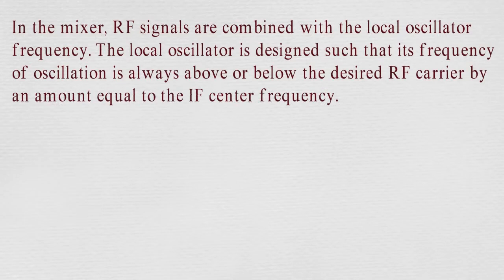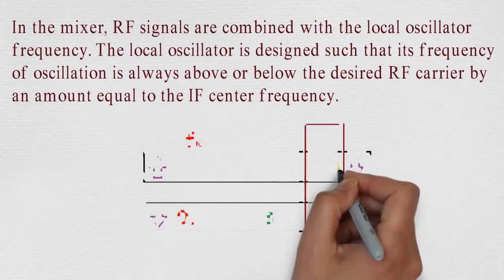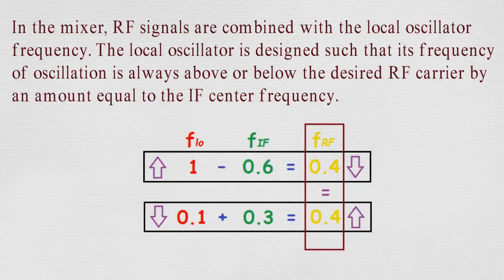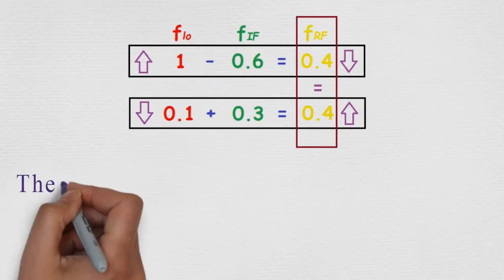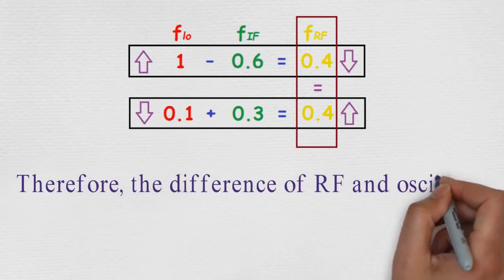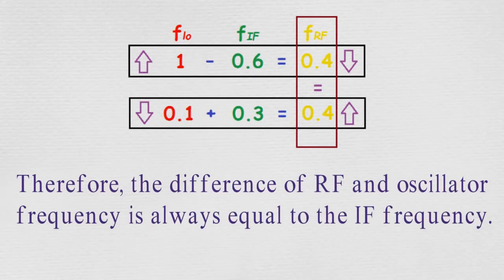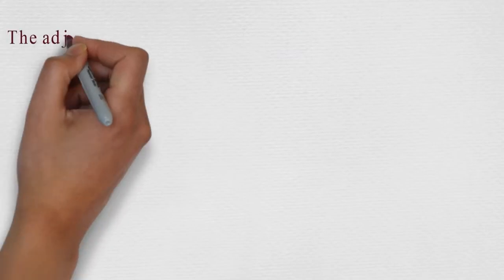In the mixer, RF signals are combined with a local oscillator frequency. The local oscillator is designed such that its frequency of oscillation is always above or below the desired RF carrier by an amount equal to the IF center frequency. Therefore, the difference of RF and oscillator frequency is always equal to the IF frequency.